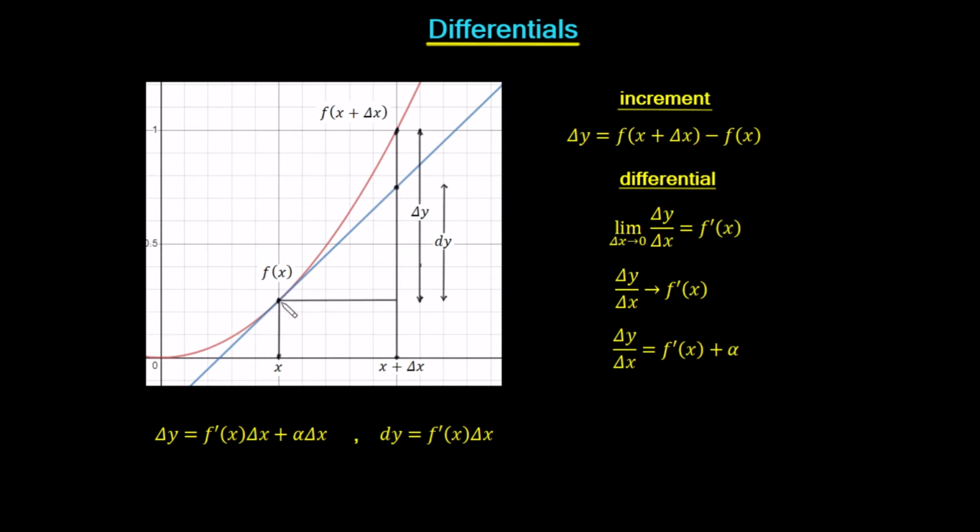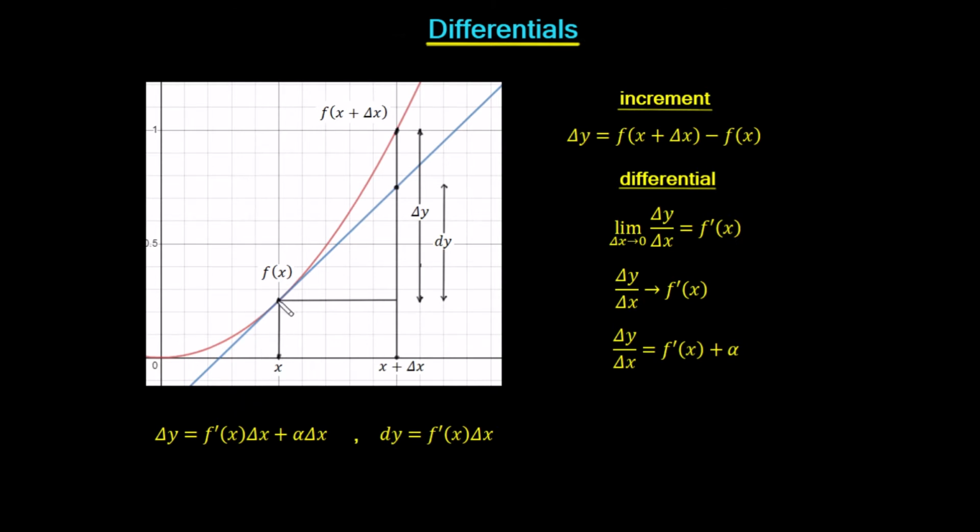Now let's say we add on a small value, and we'll call that small value delta x. So this distance from here to here is delta x. That means the new point is x plus delta x. Again, if we map this point up through the function, we get a point up here, which is f of x plus delta x. So this is x plus delta x here, and this is f of x plus delta x.